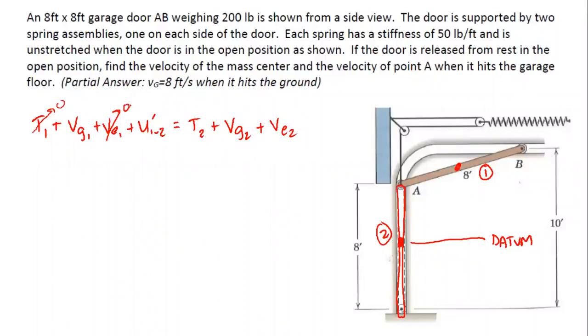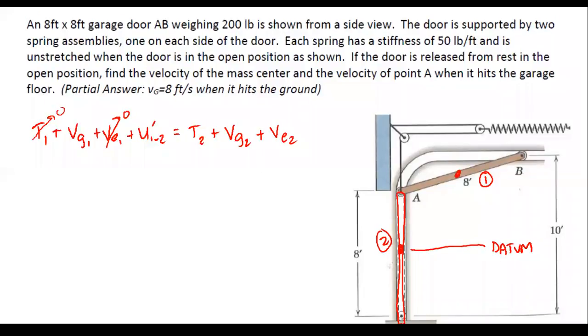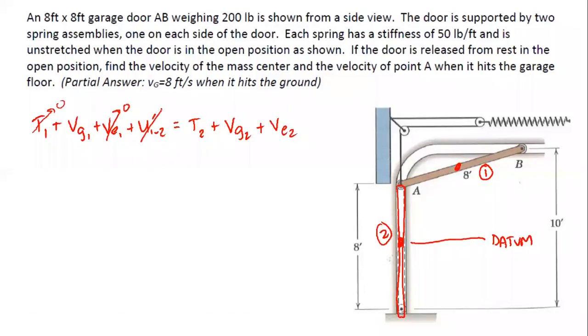Do I have any work to look at besides things from a spring or things from gravity? Yeah, that answer is no, because I don't really have, say, an applied force, or we're not doing friction or anything like that. Okay, so we won't have a U1-2 type of term here, right? So that's going to go to 0. And then do I have a T2? Yeah, so I'm going to have a T2, right? Because that's the velocity as the thing hits the door.